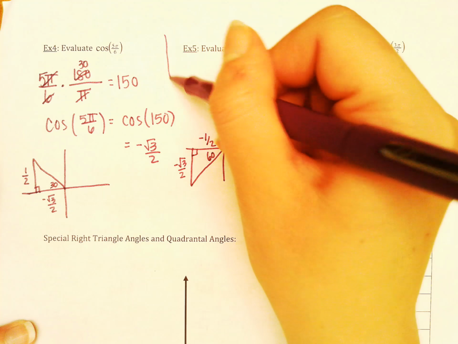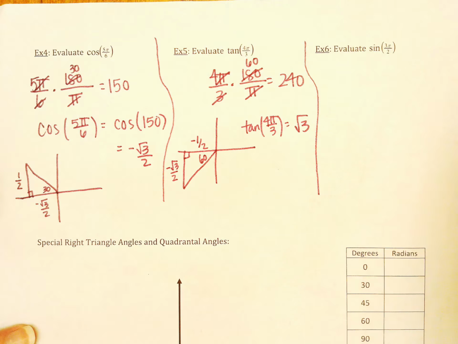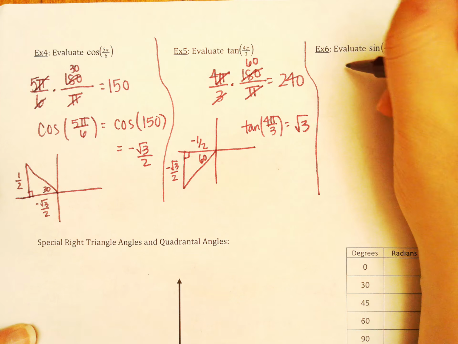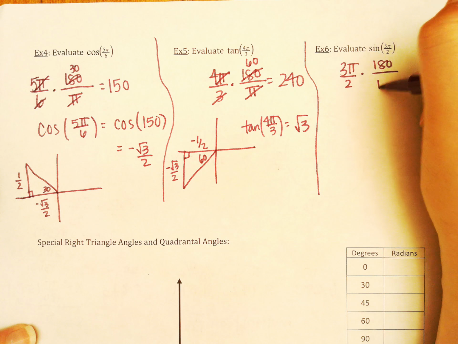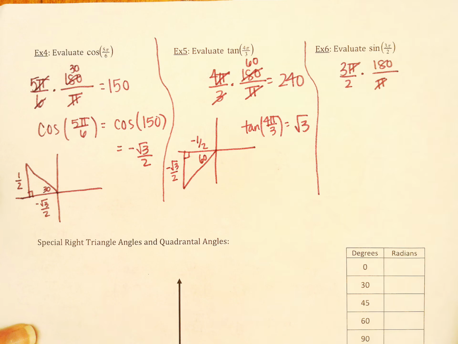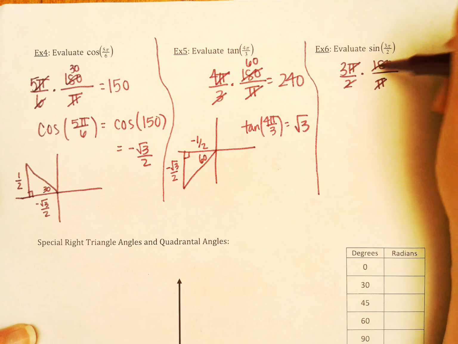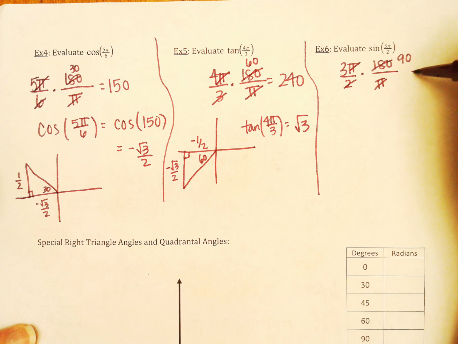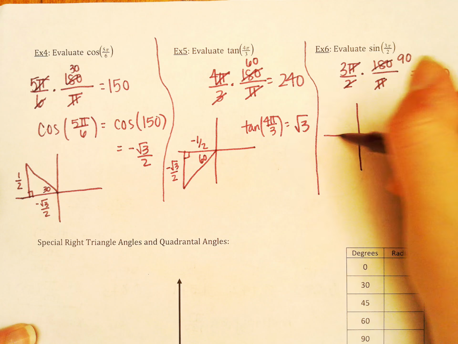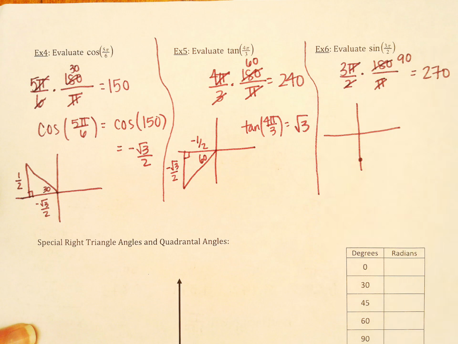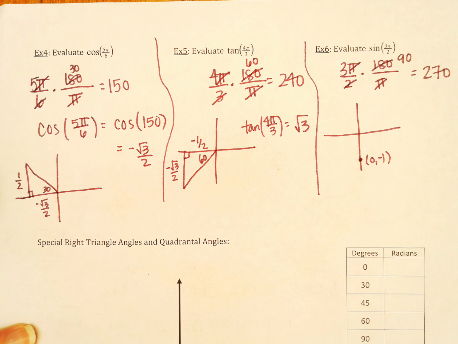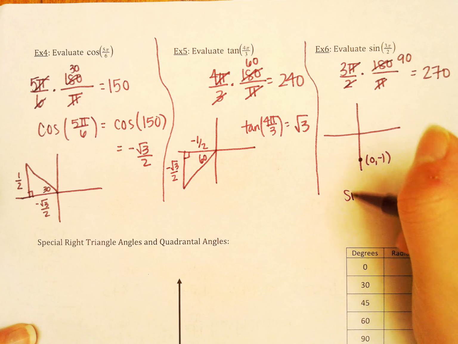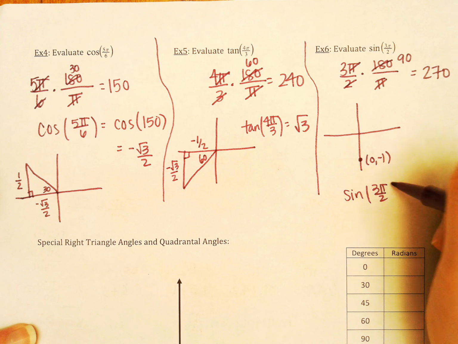And last one here before we start to fill in our table, we're going to evaluate the sine of 3 pi over 2. So I'm going to convert that, 180 over pi. My pi's cancel. My 2 and my 180 will reduce down. 180 divided by 2 is 90. 3 times 90 is 270. That's a quadrantal angle, so I'm down here. This is at (0, -1). So my sine value at 270 degrees, or in other words, 3 pi over 2, is going to be -1.